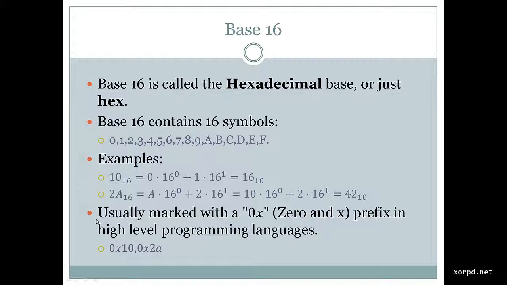Usually, numbers in base 16 are marked with a prefix of 0 and then X. And this is mostly done in high-level programming languages. If you were programming in maybe C or Python or Ruby or something similar, then you must have seen this symbol if you ever saw a hexadecimal number being in use.